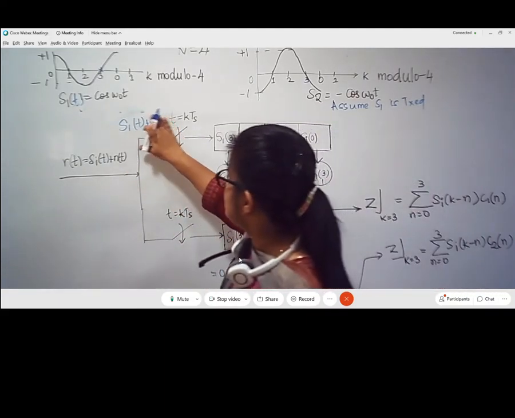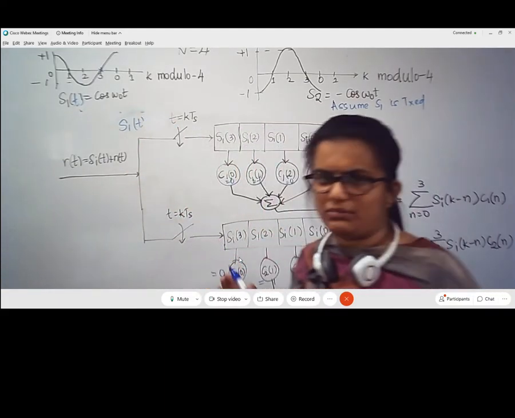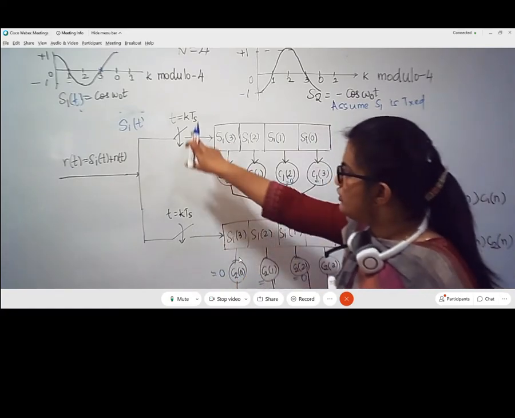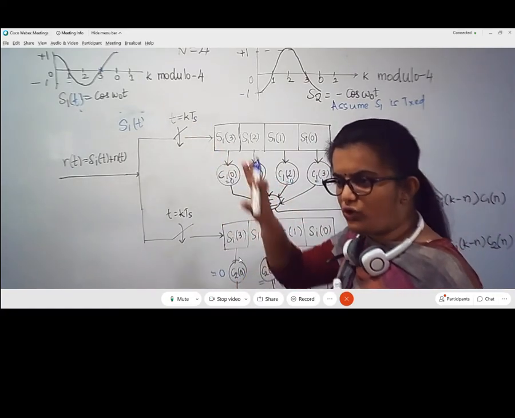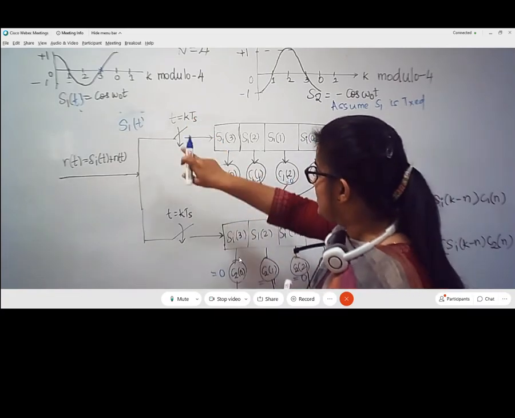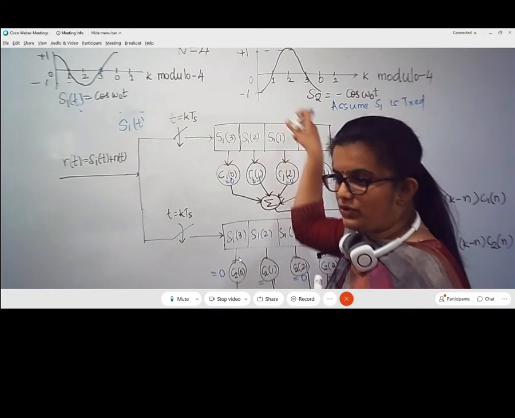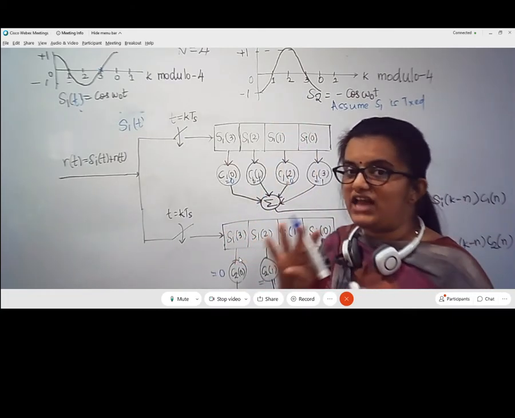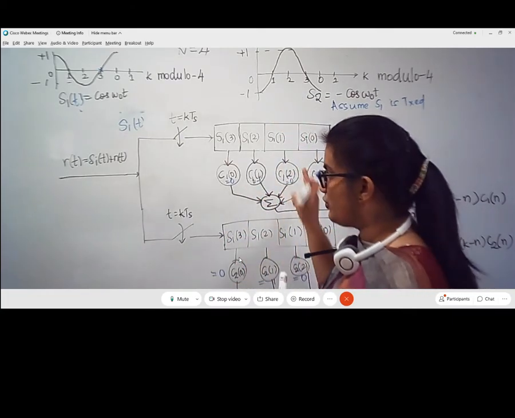Let us assume that this N is equal to 0 for the time being. There is no noise. I am going to sample this at 4 different time instances, K is equal to 0, 1, 2, 3. Now I am going to feed all the information, all the 4 samples. At the last, 4th clock cycle, I am going to write the output.